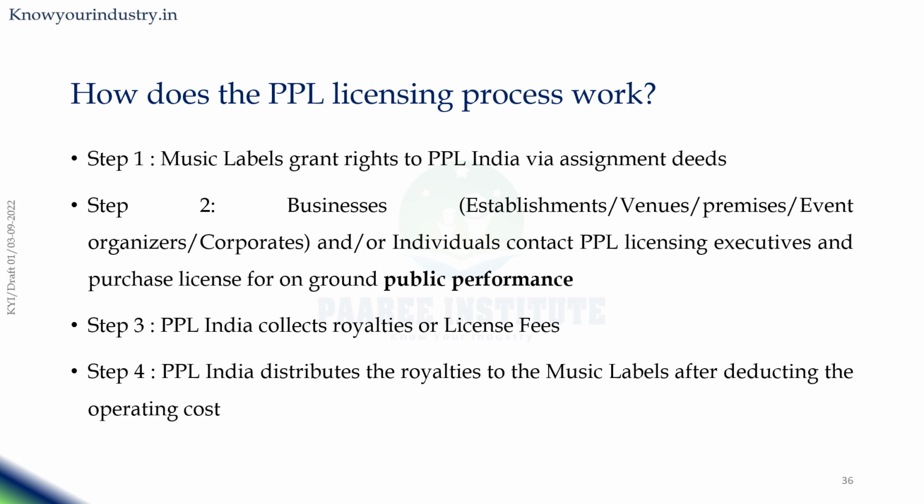Now we are going to discuss how the PPL licensing process works. Step 1. The sound recording companies, the music labels, grant rights to PPL India via assignment deeds. Step 2. Businesses, establishments, venues, premises, event organizers, corporates, and/or individuals contact PPL licensing executives and purchase a license for on-ground public performance. Step 3. PPL India collects royalties or license fees. Step 4. PPL India distributes the royalties to the music labels, the sound recording companies, after deducting the operating cost. So in this way, the PPL licensing process works.